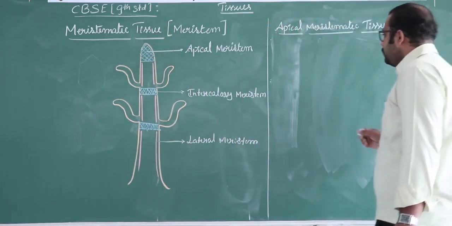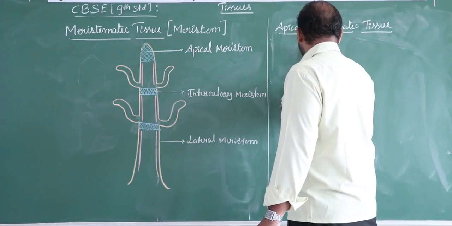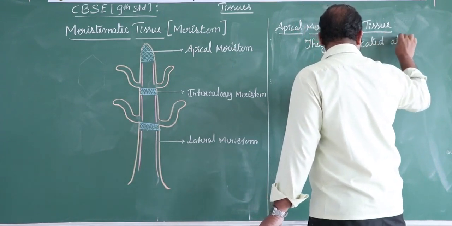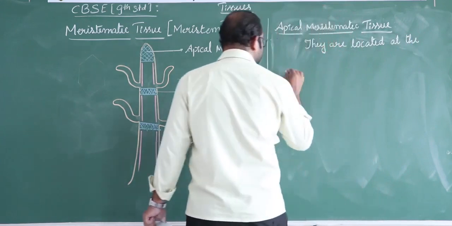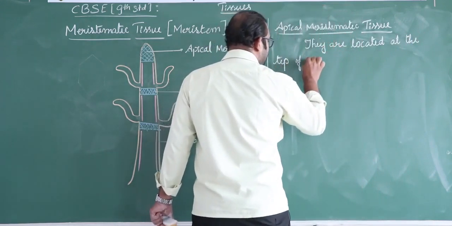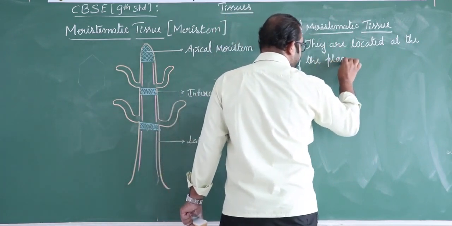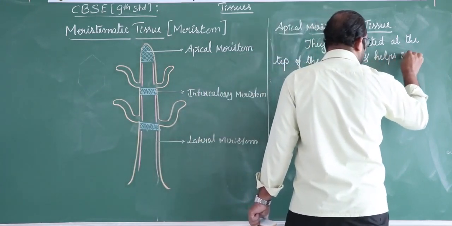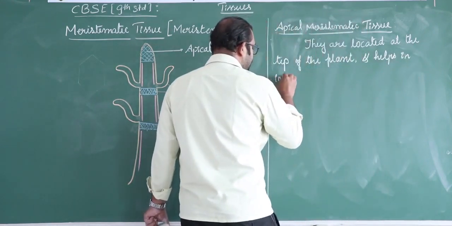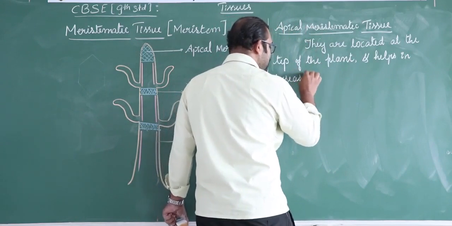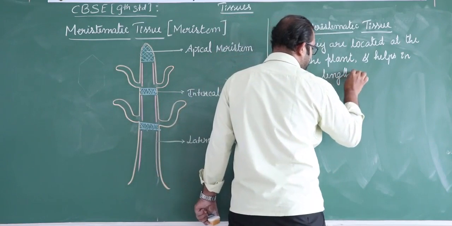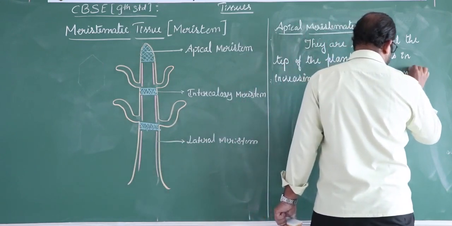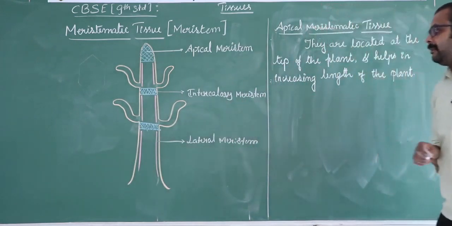So let's write about the apical meristematic tissue. They are located at the tip of the plant, and help in increasing the length of the plant body. This is about apical meristem.